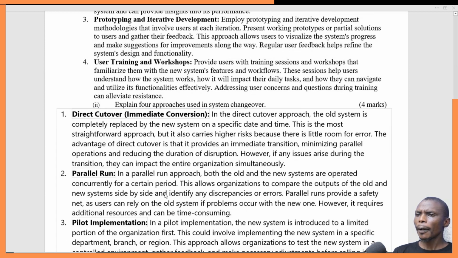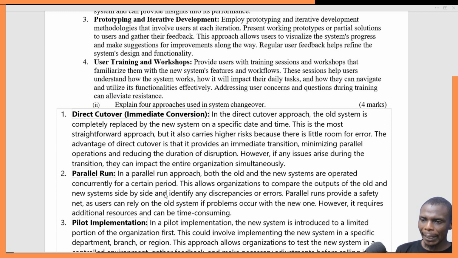Then the second part of the question is saying, explain 4 approaches used in system changeover. So when you are transiting from one system to another, what approaches are there to be employed? The first one is direct cutover or immediate conversion. So this is where you just change the system entirely and replace it with a new one. So it is just complete replacement by the new system on a specific date and time. It is just very straightforward.